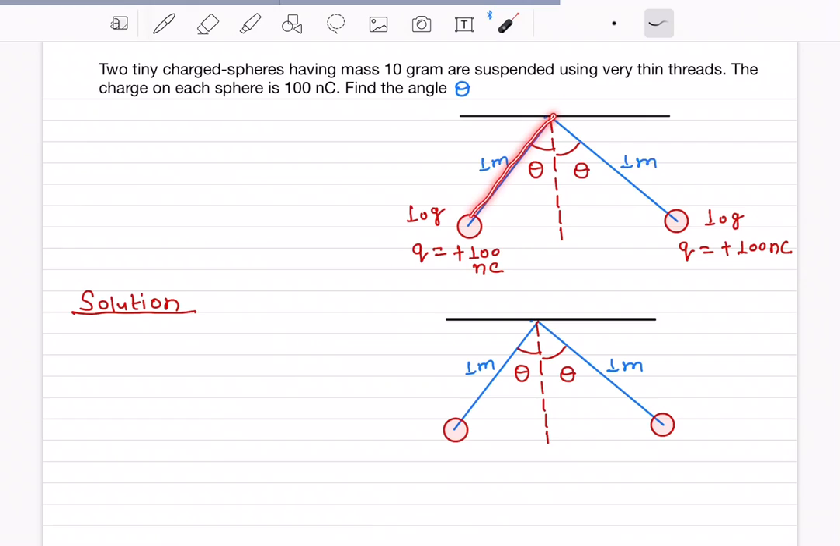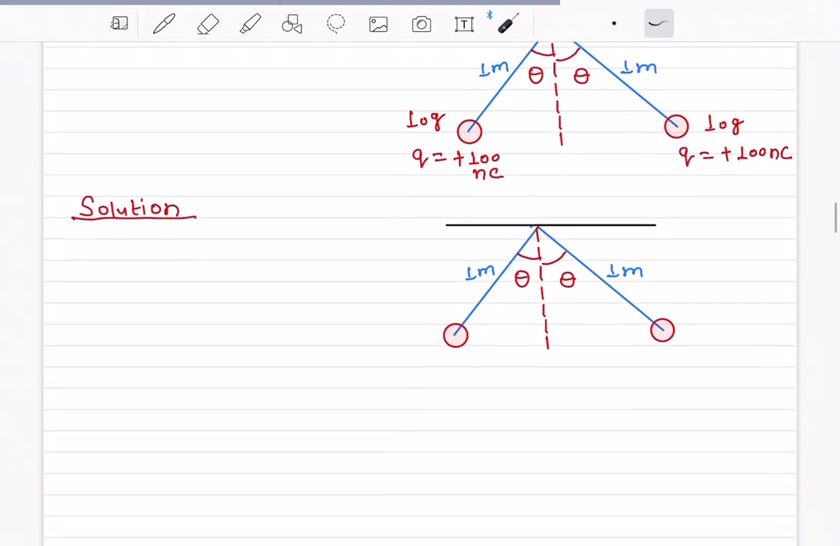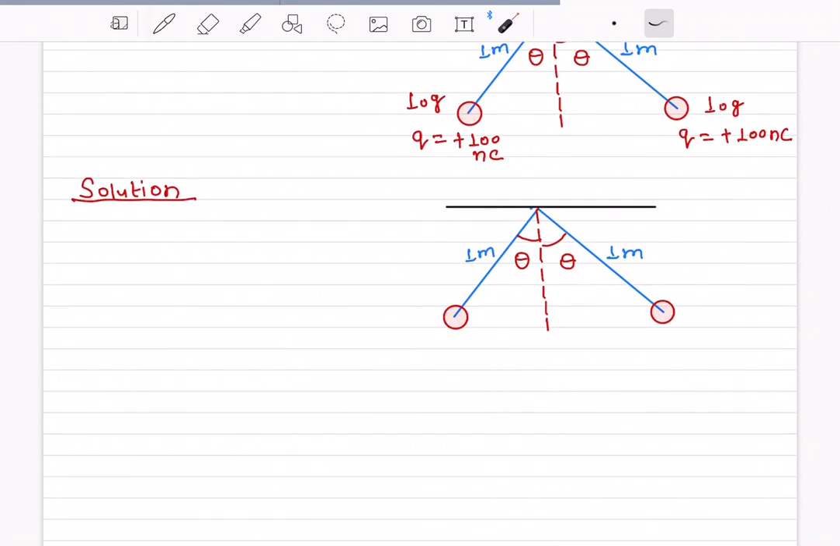In this problem, we have two charges. These are the two charges, and these two charges are suspended from a ceiling. The angle between them is theta, and this angle comes because these two are positive charges and they repel each other. The mass is given, the charge is given, the length is given. Now we need to find out what this angle theta is.